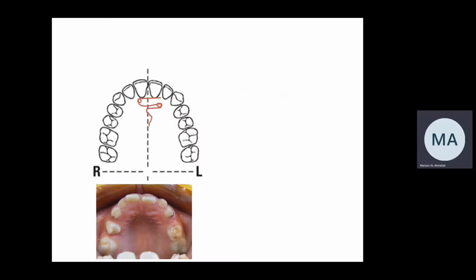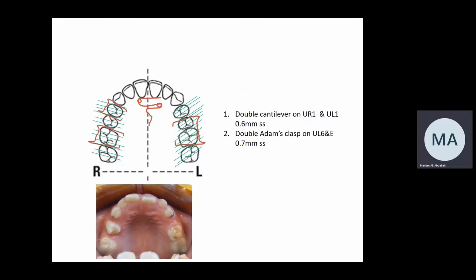And after that, I decide on the retentive components. So I'll have a double cantilever on the central incisors to correct the anterior crossbite. This is 0.6 millimeter stainless steel wire. I can have double Adams on the 6 and the E. You can see this is the E. On the 6 and the E, and this is a 0.7 millimeter stainless steel wire.